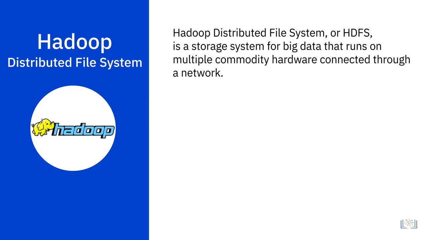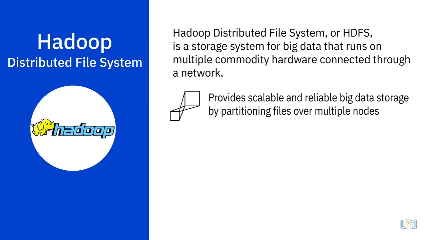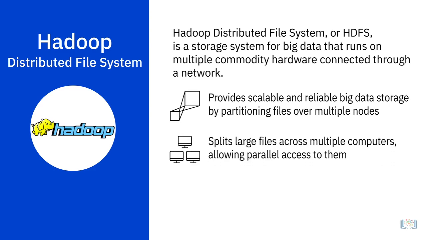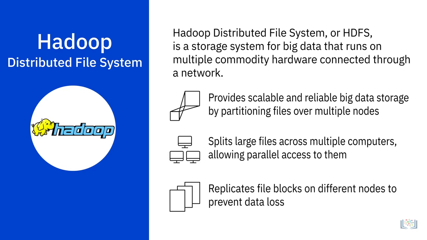One of the 4 main components of Hadoop is Hadoop Distributed File System, or HDFS, which is a storage system for big data that runs on multiple commodity hardware connected through a network. HDFS provides scalable and reliable big data storage by partitioning files over multiple nodes. It splits large files across multiple computers, allowing parallel access to them. Computations can, therefore, run in parallel on each node where data is stored. It also replicates file blocks on different nodes to prevent data loss, making it fault-tolerant.